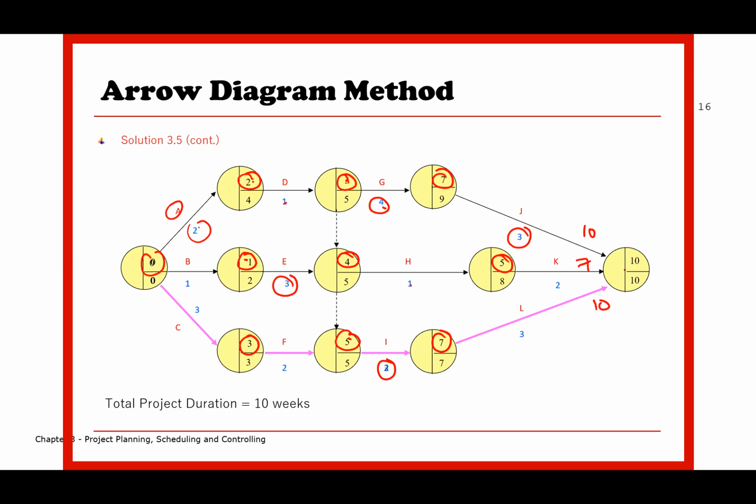7 plus 3 equivalent to 10. So the biggest value would be, no, this one is 7 plus 3 equivalent to 10. Okay, 3 plus 4 equivalent to 7. Okay, the biggest value would be 10. So meaning to say, the last value inside the box is 10. Okay, then we can calculate the total float. If the total float equivalent to 0, then we know that that could be what we call critical path.